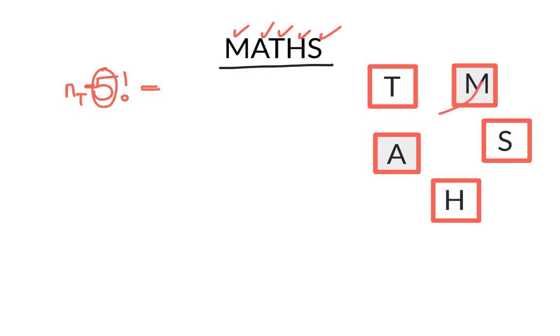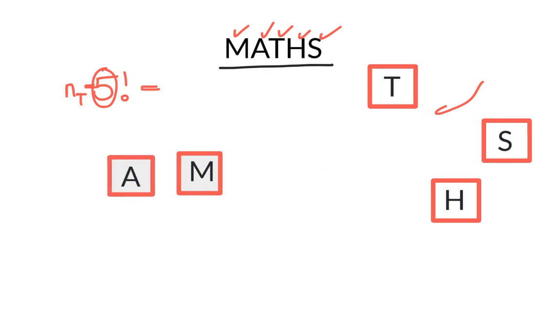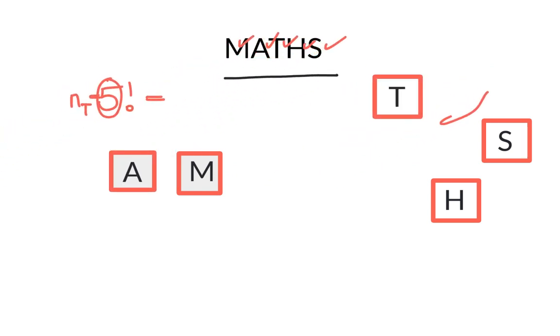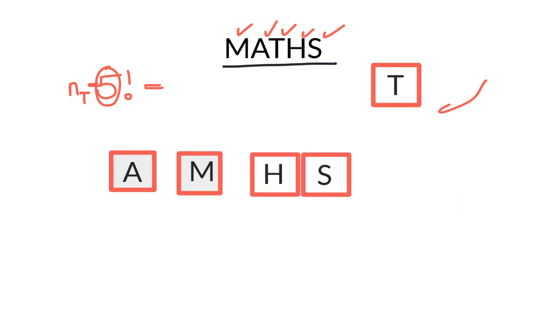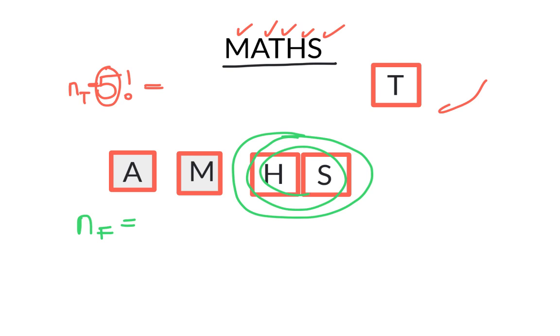But now if I take my letters, and I want to arrange them in such a way that letters H and S are grouped together. So I want to see in how many ways I can arrange the letters so that the letter H and S are in one block.